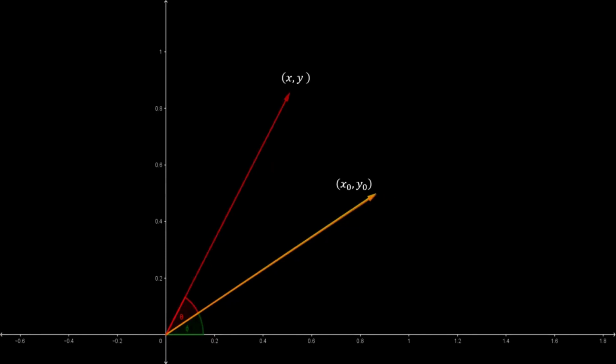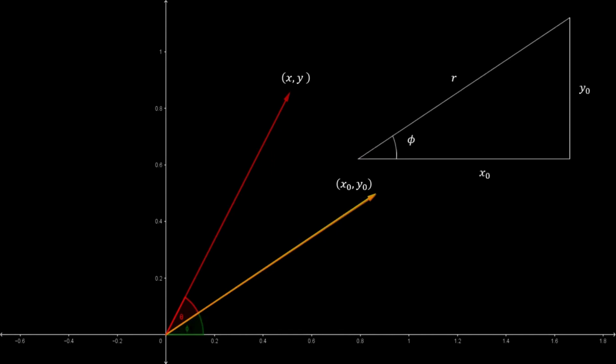Now, let's derive. As you can notice, the yellow vector forms a right triangle. Let's say the length of that vector is letter R. For the x coordinate, it would be x naught, and the y coordinate, we name it y naught.